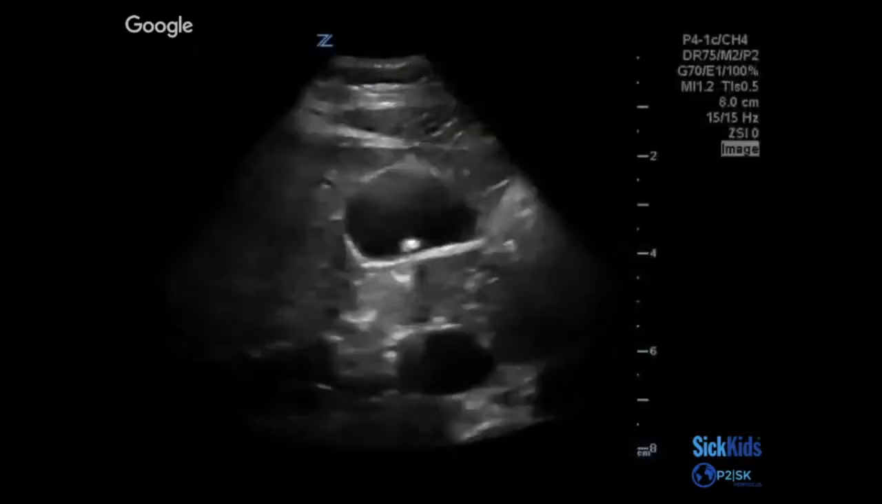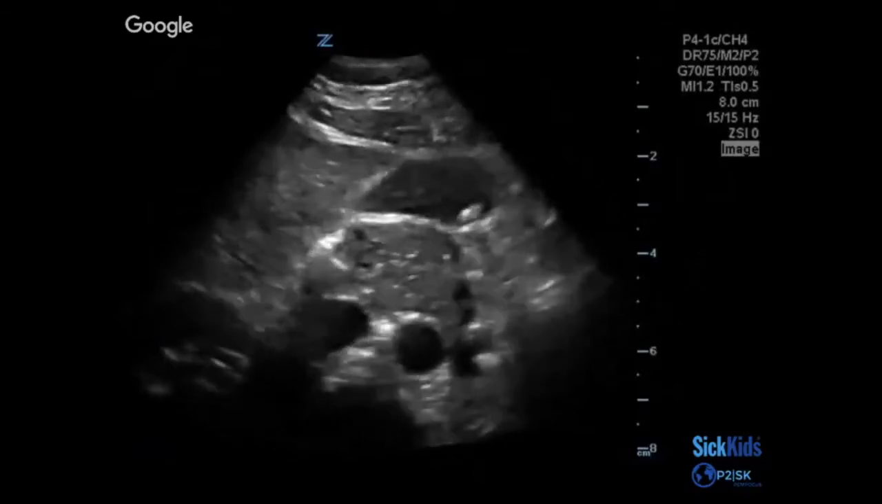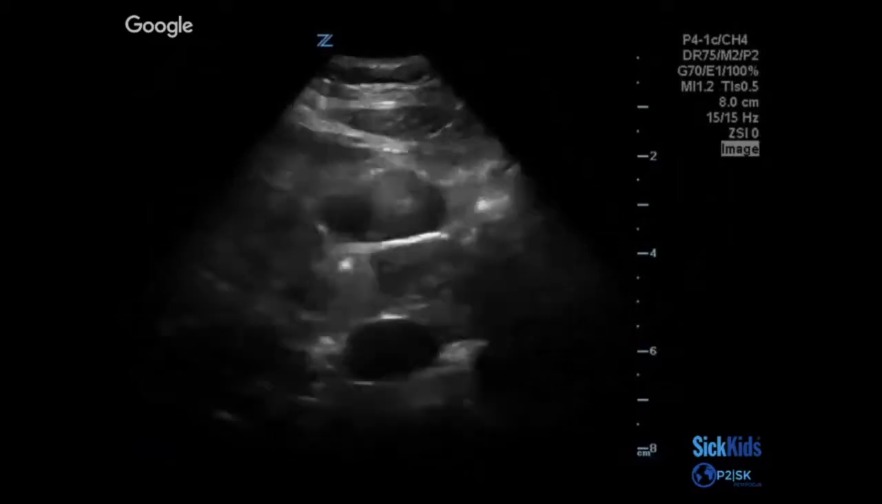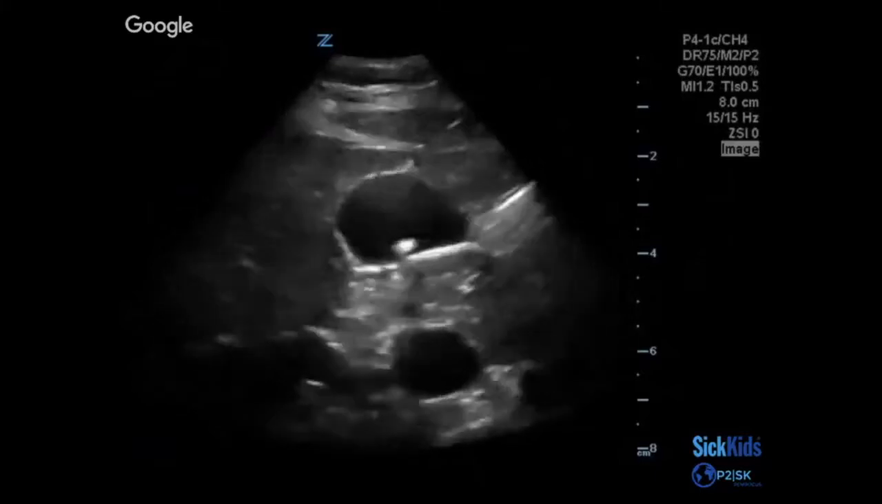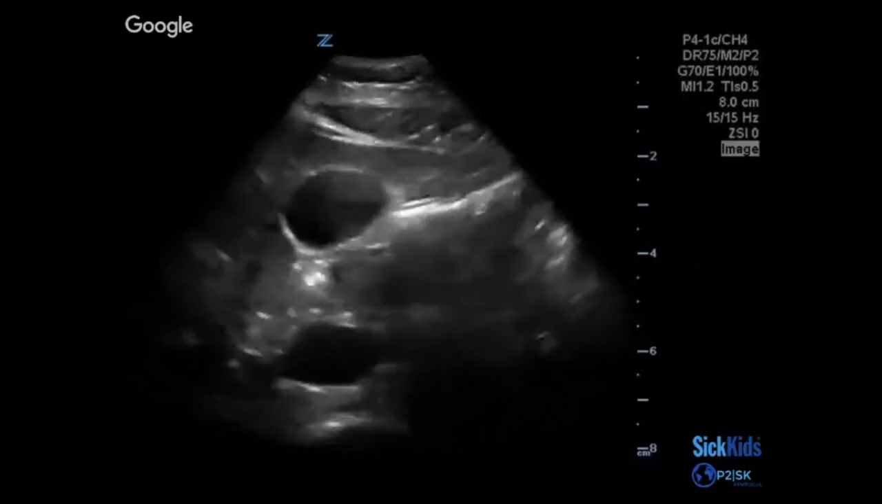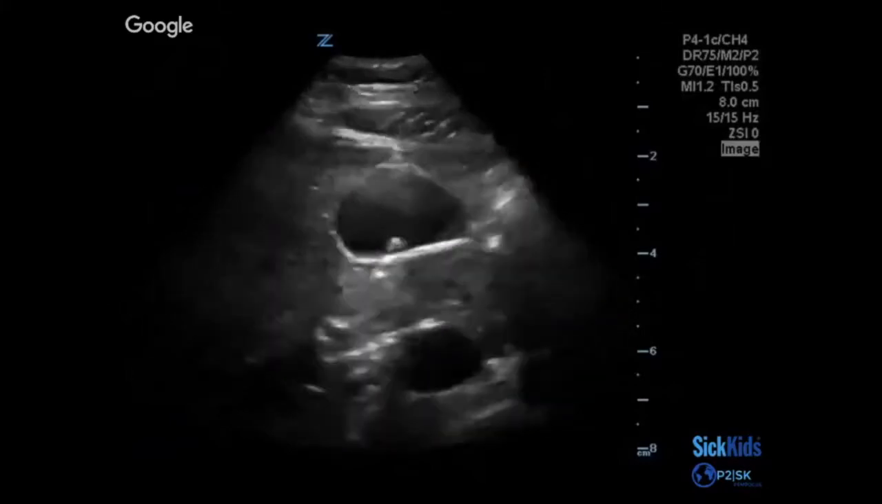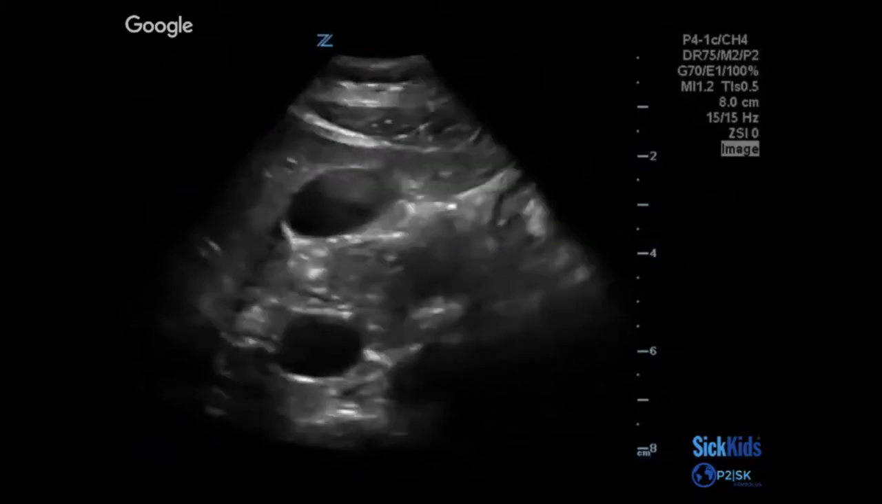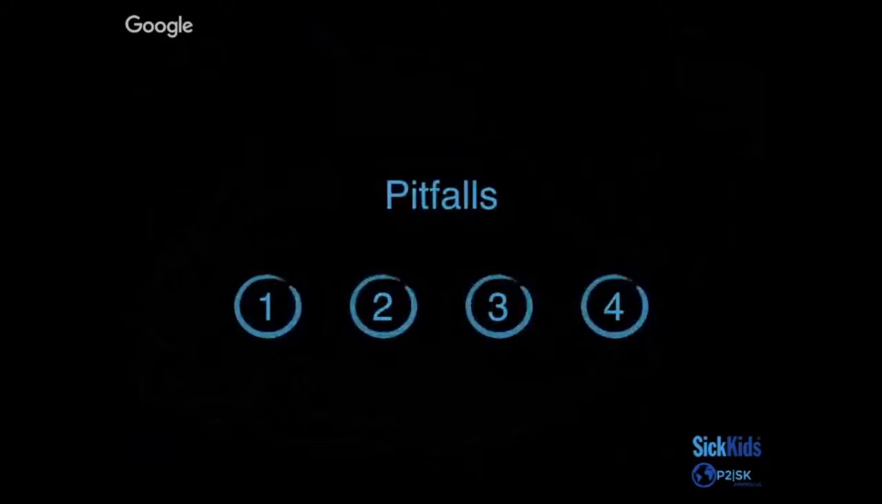I talked about sitting a patient up and seeing a stone move to prove that it's not obstructing. Here's an example, again, from our archive of a stone that's rolling as the patient moves. That gives you some assurance that if you identify just a single stone, it's unlikely to be obstructing. So let's talk about a few pitfalls.